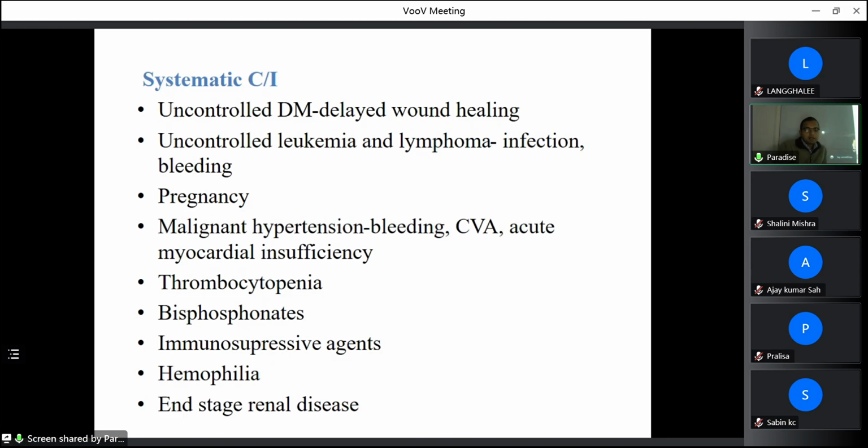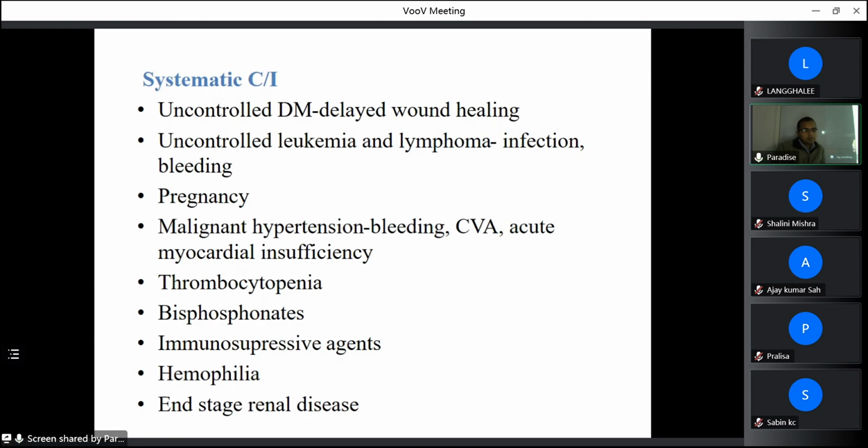Then there is malignant hypertension. Malignant hypertension means if the systolic blood pressure is more than 200 and diastolic is more than 140, then it's known as malignant hypertension. In such a condition, you should not do any surgery. It may lead to severe bleeding, cerebrovascular accident or acute myocardial insufficiency. And there is thrombocytopenia. The normal blood platelet count is 1.5 lakh to 4 lakh. So if you are planning to do any surgery, it's better to have a platelet count more than 1 lakh. If it is less than 1 lakh, then it's better to postpone your surgery.